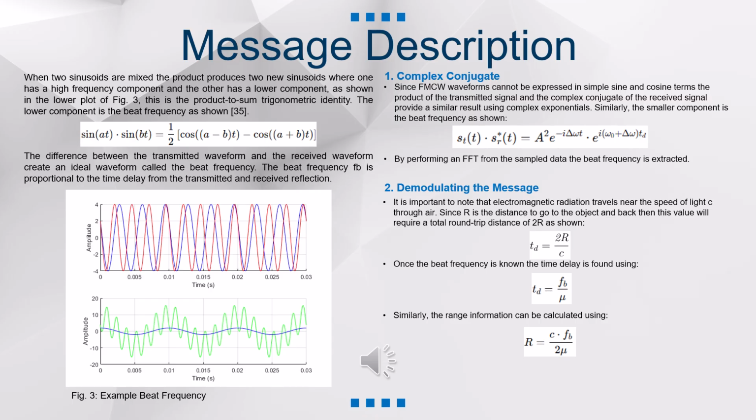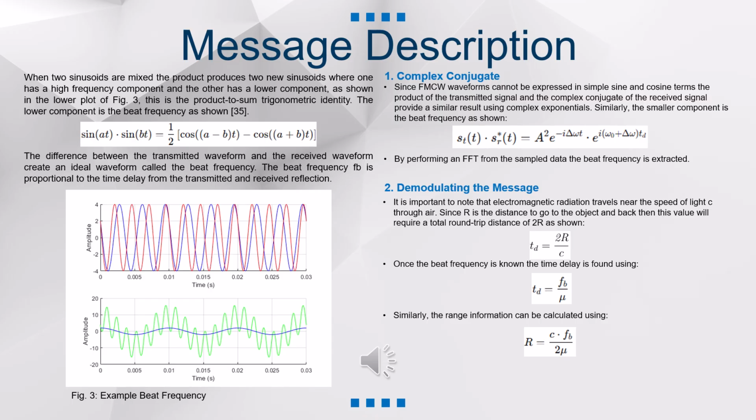Using the product to sum identity as an example, we can see that mixing the transmit and receive signals produces a high frequency component and a lower frequency beat component. Looking at figure 3, notice the bottom plot, the high frequency component in green and the lower frequency component in blue. The lower one is key because it provides the time delay due to overall distance.